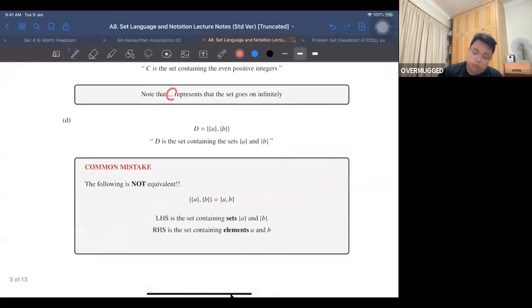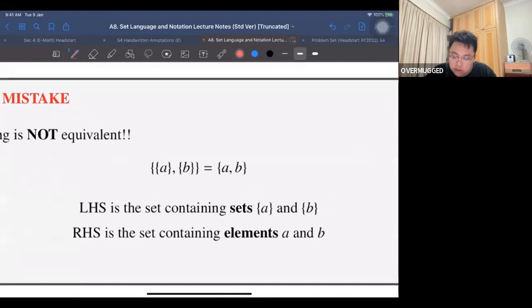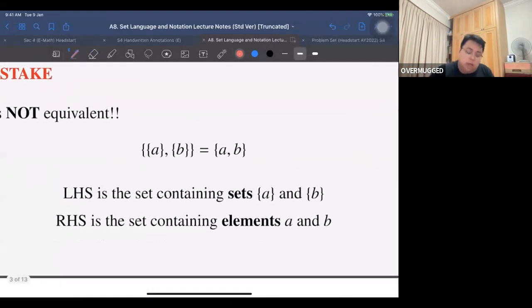Now let's talk about D. So D is a common mistake. When you see a set in a set, it means a different thing. Let's look at this example here. If you notice, there are 2 sets of braces. There is one brace on the outside, and there are braces here. So what is the left meaning? The left is a set containing set A and set B. Right-hand side is only elements A and B. So there is a difference.